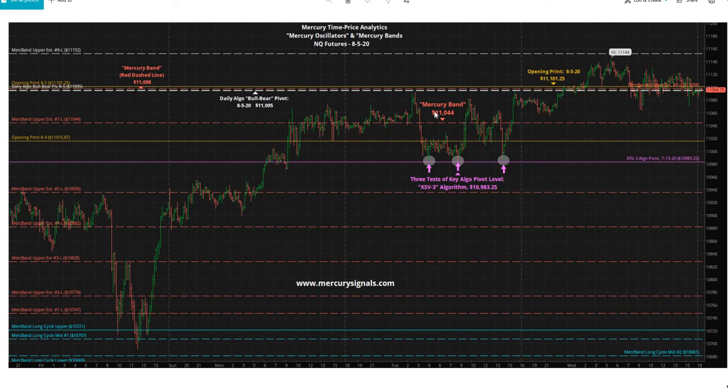But keep an eye on 11,044 if you trade NQ. And even if you don't trade NQ, you have to watch NQ if you're trading the S&P 500, right? So keep an eye on 11,044, pardon me. And then keep an eye on this little beauty. XSV3 algo pivot. That is one of the most powerful algos because it combines a lot of different time cycles, and it combines them over a very, very long look back period, months and months and months.